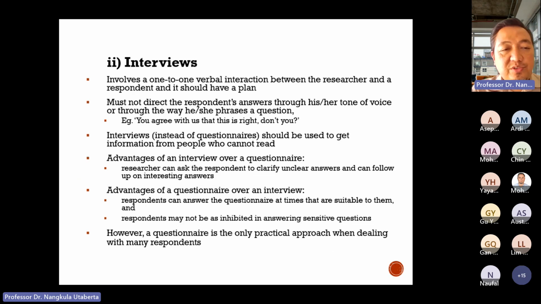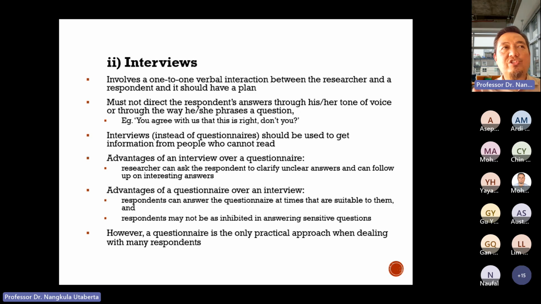Next one, interviews. An interview involves one-to-one verbal interaction. We have three types of interviews. One is structured interviews, the second is semi-structured, and the last is open-ended. Structured means you structure yes or no questions, something like that. It's more like a questionnaire, close to it, but you ask people one by one, whereas the questionnaire you distribute and ask them to fill in. That was the difference.